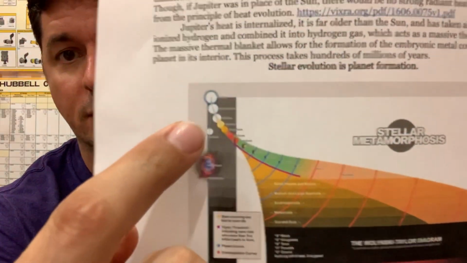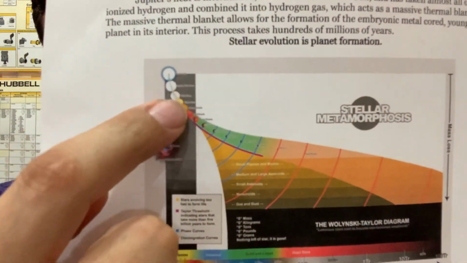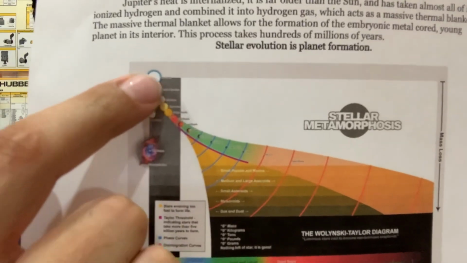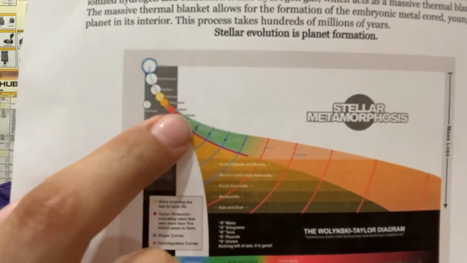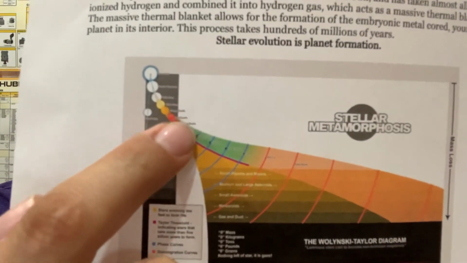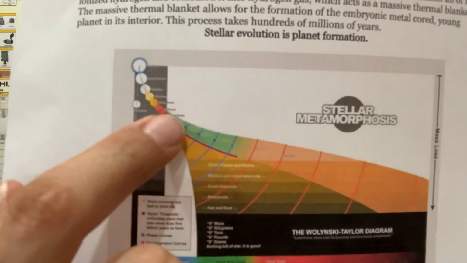It is far older than the sun and has taken almost all of its ionized hydrogen and combined it into hydrogen gas, which acts as a massive thermal blanket. The massive thermal blanket allows for the formation of the embryonic metal-cored young planet in its interior. Stellar evolution is planet formation, for those who are new to this theory. The non-thermally insulated stars cool and collapse, and that hydrogen ion combines together, making hydrogen gas, which acts as a thermal blanket. And eventually that thermal blanket is removed, exposing the planet that's done forming in its interior.